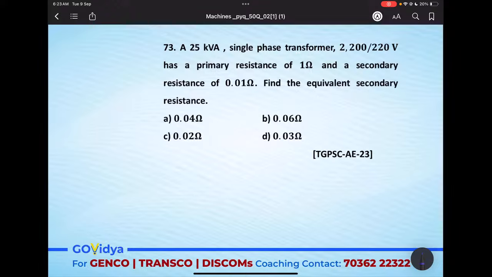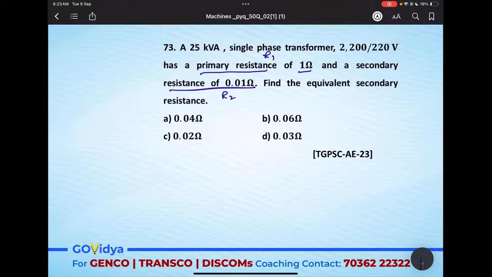Okay, the next question is given about a 25 kVA single phase transformer, 2200 by 220 volt, has a primary resistance of 1 ohm. Okay, primary resistance means they given R1, and secondary resistance is 0.001. Okay, find the equivalent secondary resistance.